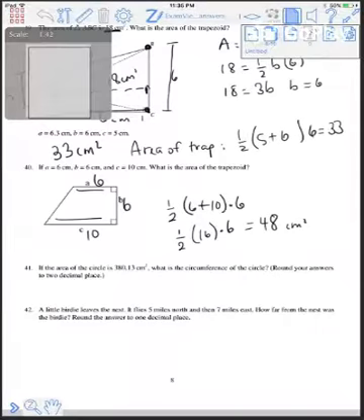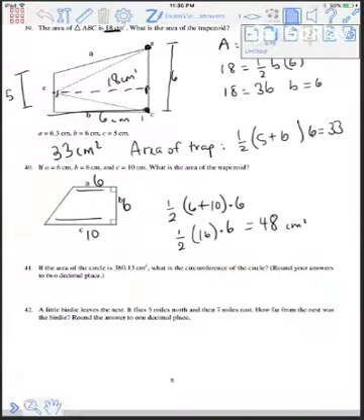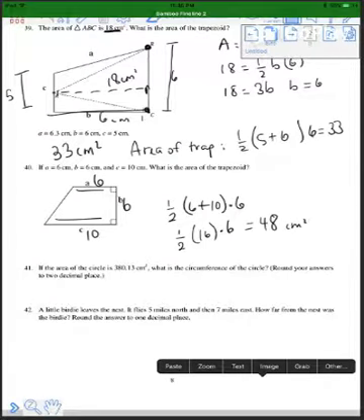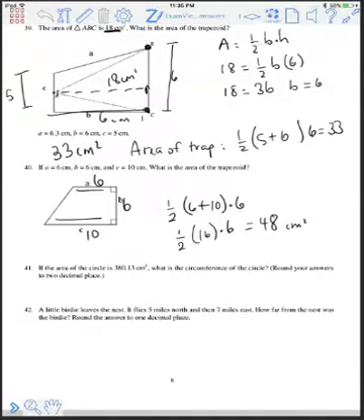Right, 41. We need to find the circumference of this circle. In order to find circumference, we have to know the radius, because the formula is 2 pi times the radius, and the radius isn't given. But what is given is the area. Area is equal to pi r squared. So by solving for the radius in the area formula, we can use that in the circumference formula.